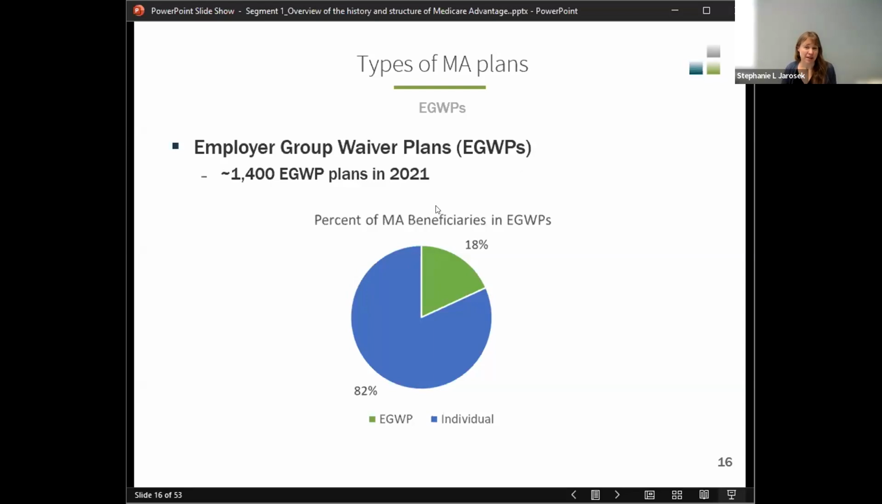About 18% of MA beneficiaries are enrolled in EGWPs, and these are provided by employers to their employees. The employer will contract with the Medicare Advantage plan, and they will offer a plan just to the employees, so it doesn't have to be open to everyone in the region. You also don't have to enroll during the open enrollment period. You can do it whenever you retire, for example. You might enroll in the EGWP. So it's not an insignificant number of beneficiaries that are enrolled there.